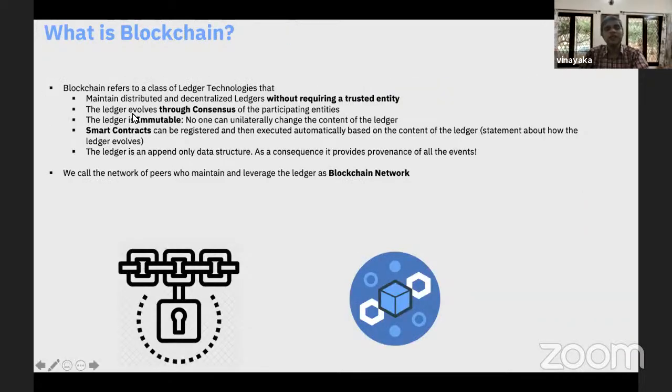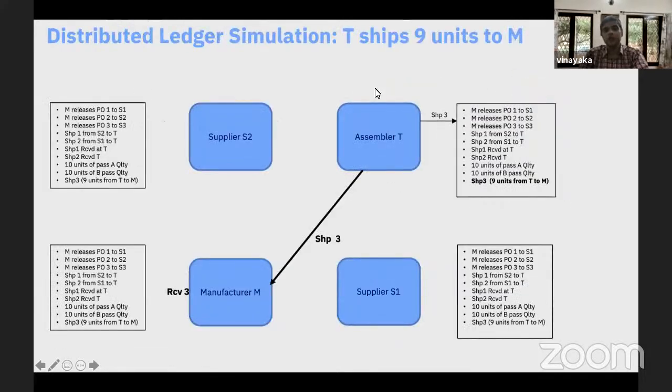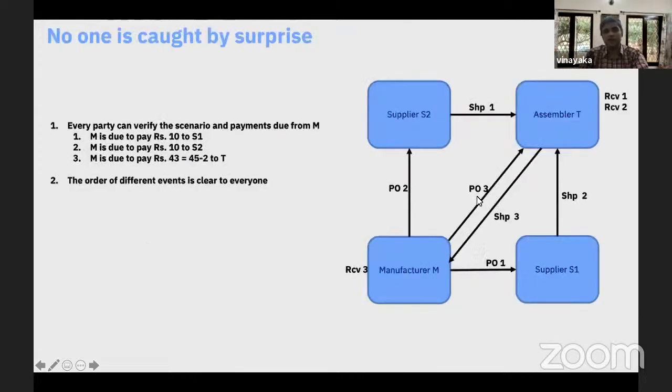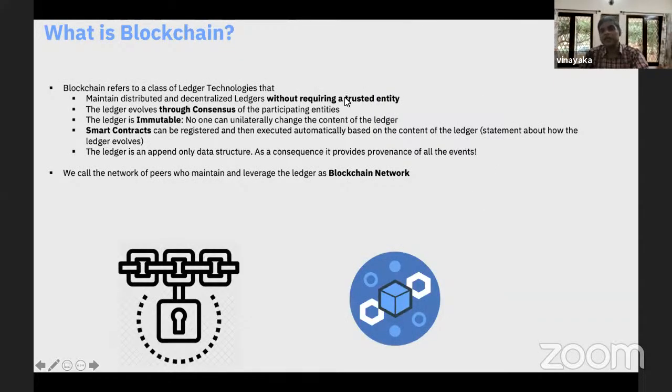Okay, so it's basically a ledger technology, wherein the ledger is maintained in a distributed and decentralized manner. Meaning each one of these parties, as we showed, was maintaining the ledger independently, right, without depending on others. And they don't assume that there is a trusted third party who is helping them to maintain the ledger. Okay, so that's the way it is.